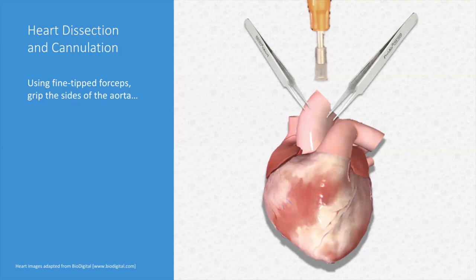You also want to make sure to leave sufficient aorta length in order to tie the heart securely onto the cannula. At this point, it is very important that your perfusion buffer flows slowly, drip by drip, through the cannula, as you want to prevent any air bubbles from entering the heart while you hang it on the cannula.